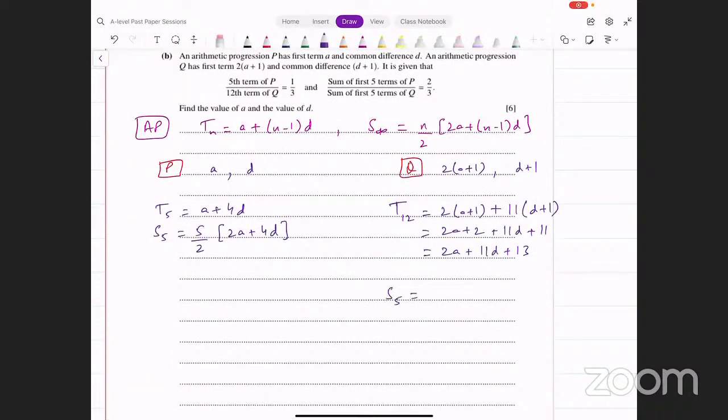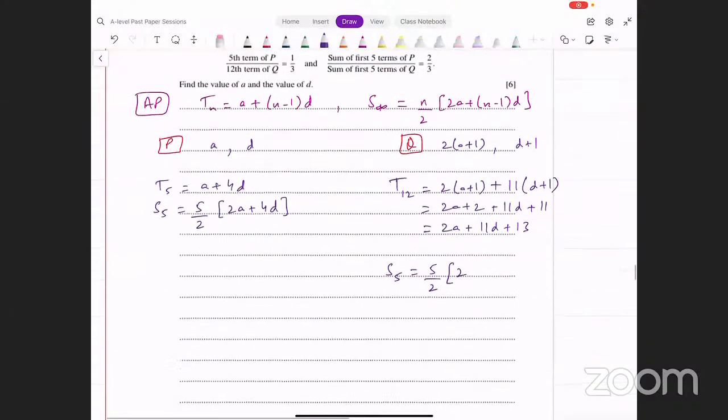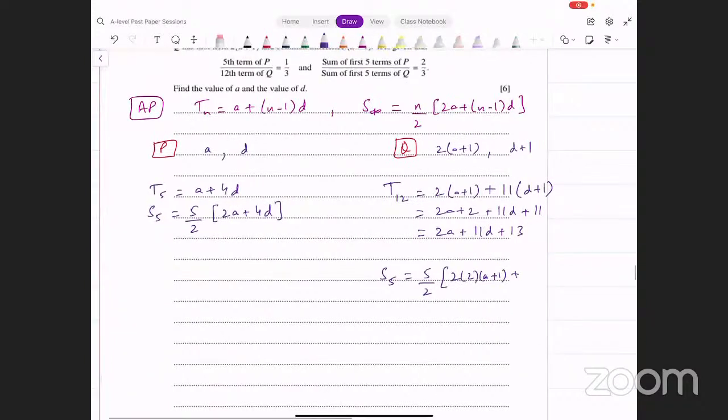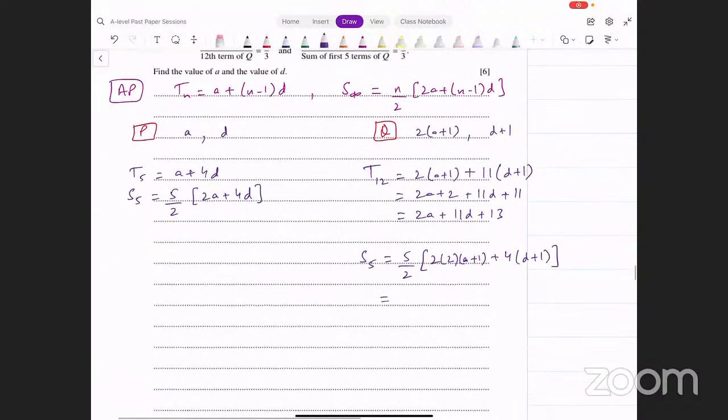Sum of the first 5 terms for Q, वो क्या होगा? N over 2, N is 5 here, 5 over 2, multiplied by 2 times the first term. First term is क्या है? First term is 2 into A plus 1, so that's going to be 2 into 2 into A plus 1 plus N minus 1. N is 5 here, so N minus 1, 4 हो गया, 5 minus 1 into the difference. Difference is D plus 1. ये आपके पास sum of the first 5 terms इसका भी आ गया.